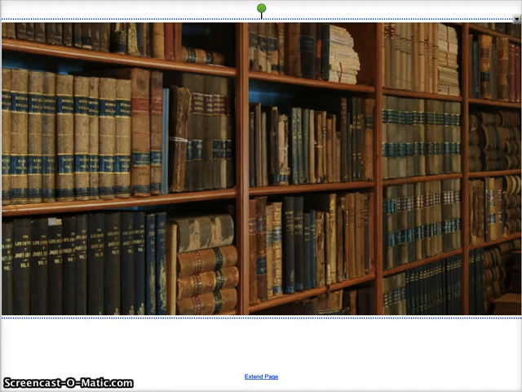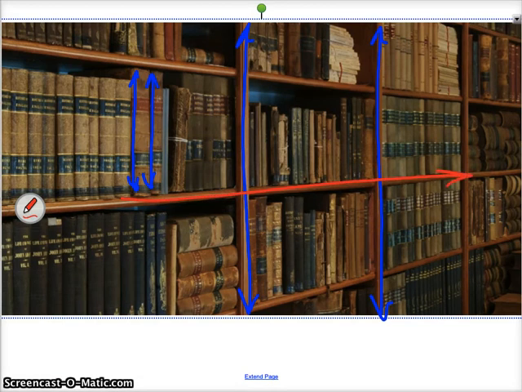Bookshelves or books. Tons of examples of lines here. I see some parallel books that are right up next to each other. I see some parallel shelves here and here. And then I also see some examples of perpendicular. Can you find examples of perpendicular? Go ahead and just point them out on your screen. That's right. If you look at these shelves going across, you could find many perpendicular lines. For example, here and here. This will form a right angle.